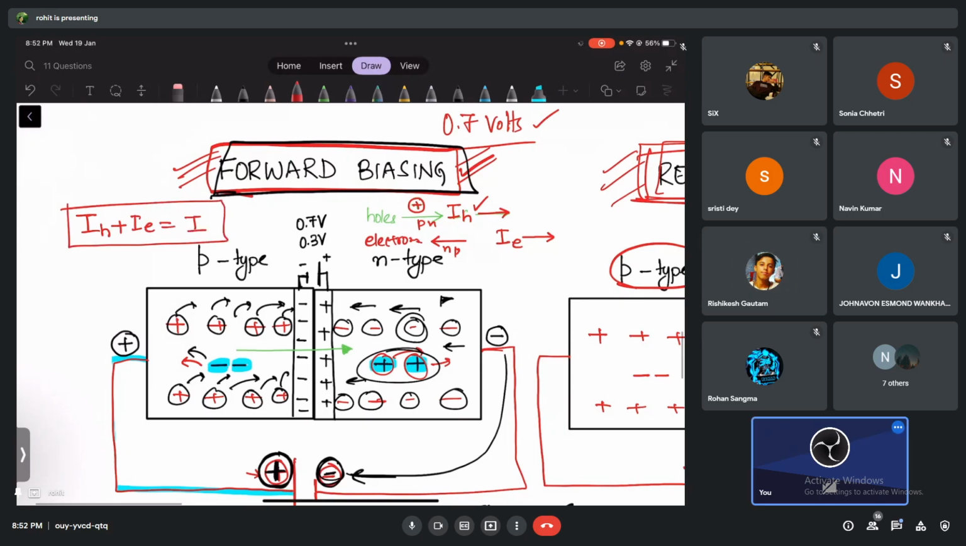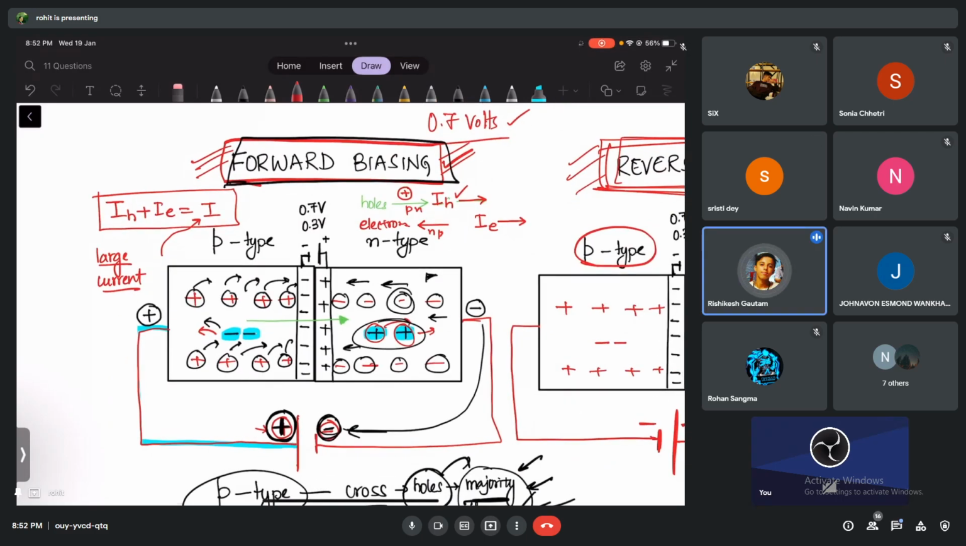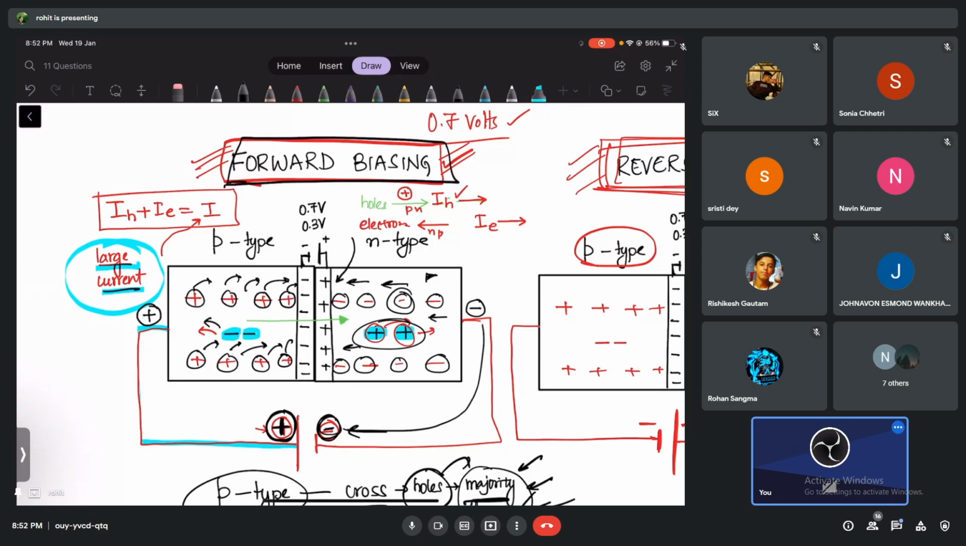And what kind of current will I get, large current or small current? Large. Why large current? Because from both sides, majority charges are crossing or minority charges are crossing? Majority charges are crossing, and that's why we get a large current. And what does it indirectly mean? It means this wall, this barrier, is offering resistance or less resistance?